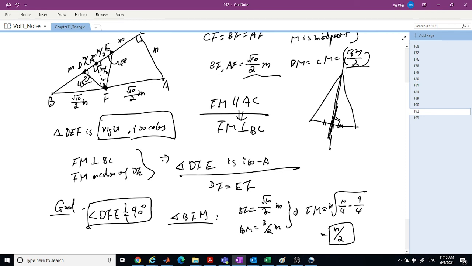Now finally you can know. Let me use another color. This is M over 2. So 45, you know this one is 90 degrees. Okay, I leave all the work of how to write it to you.